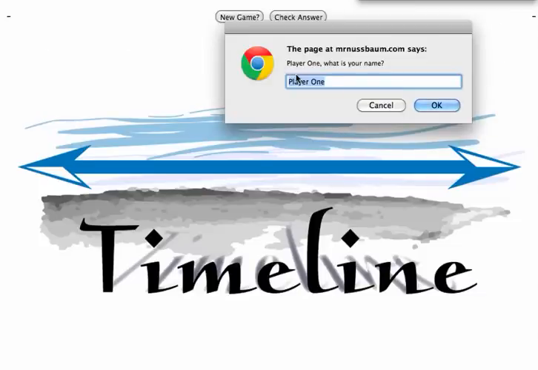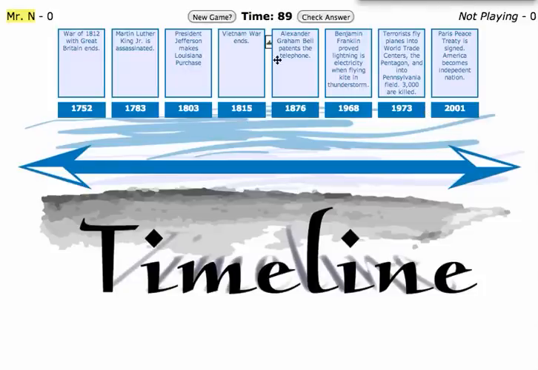So, I have to give myself a name here. I'm just doing Mr. N. Click OK. And look, I have 8 historical events. Now I have to arrange them in the correct order.